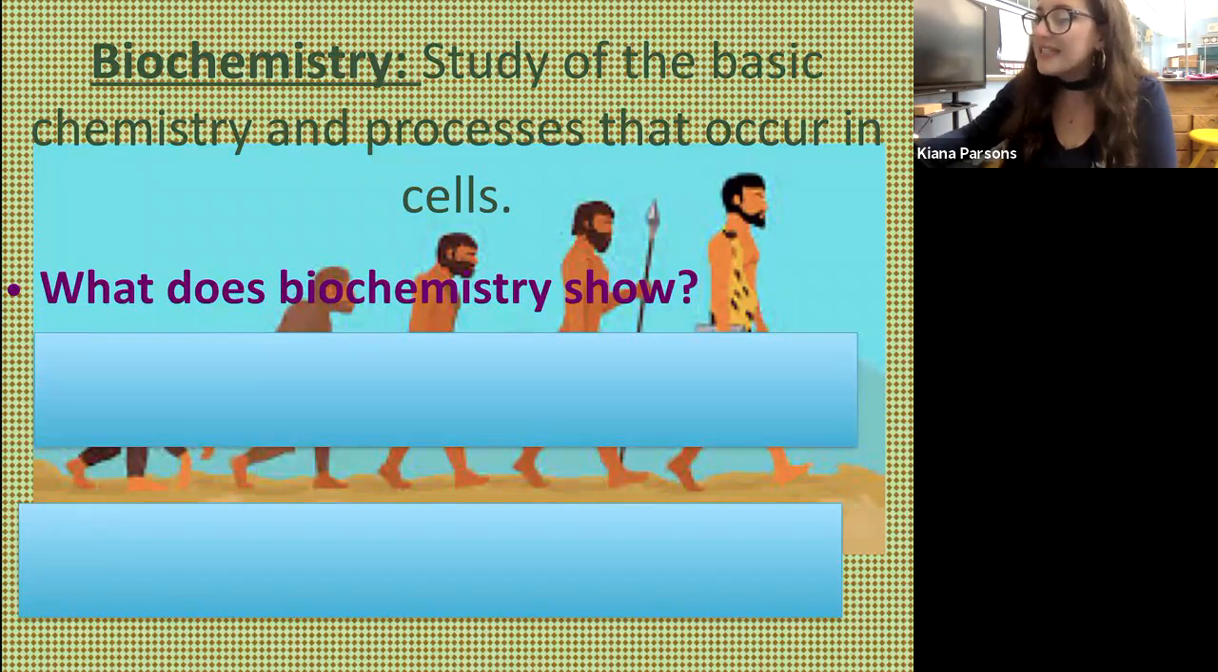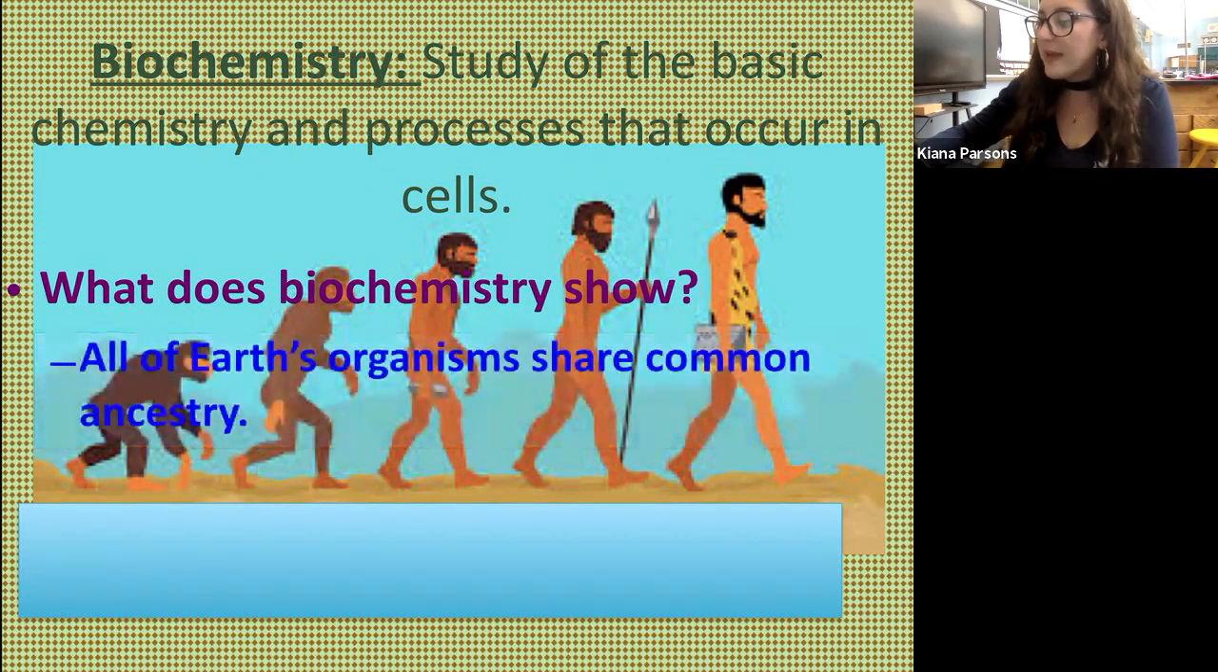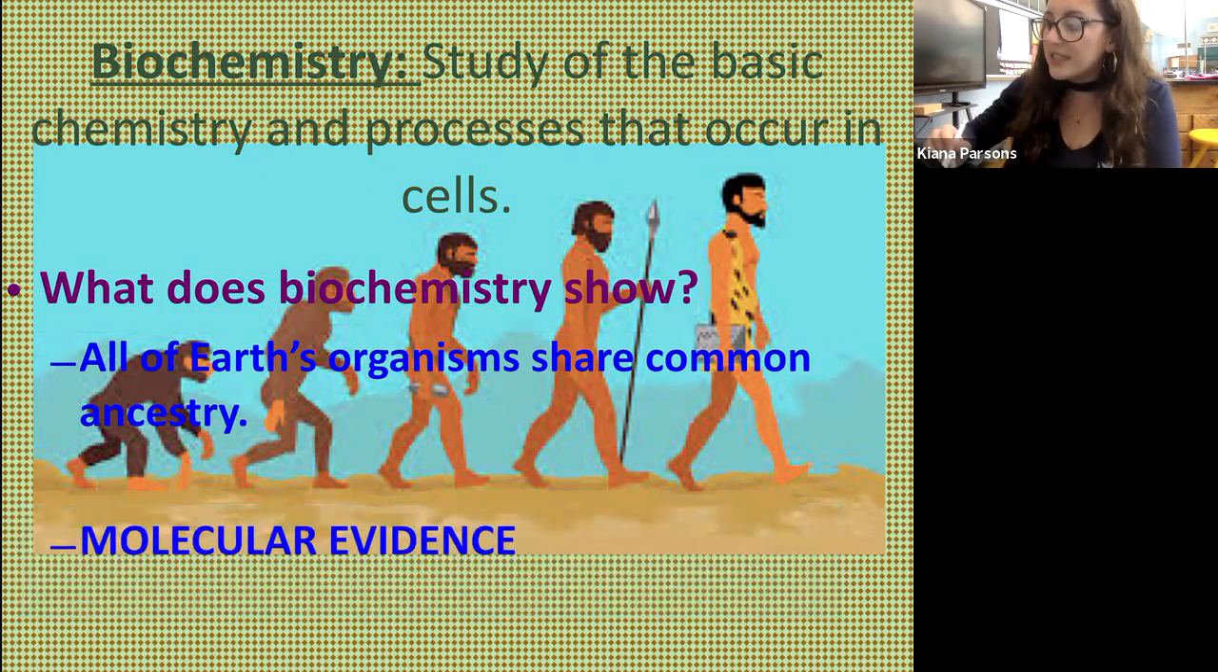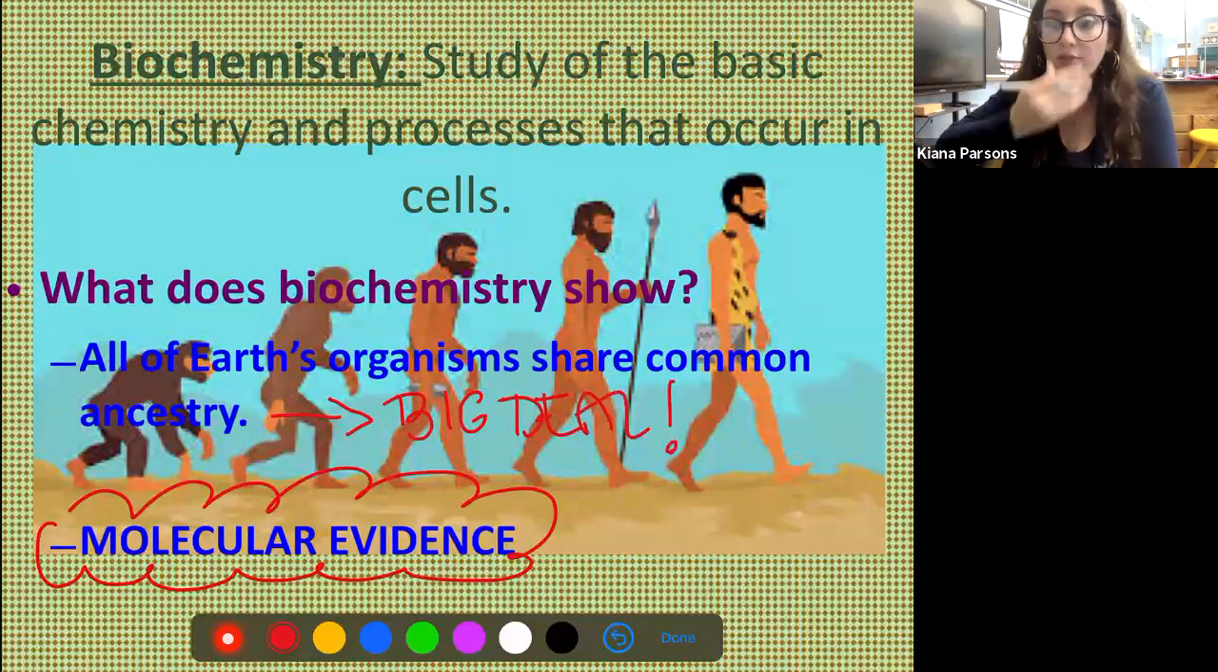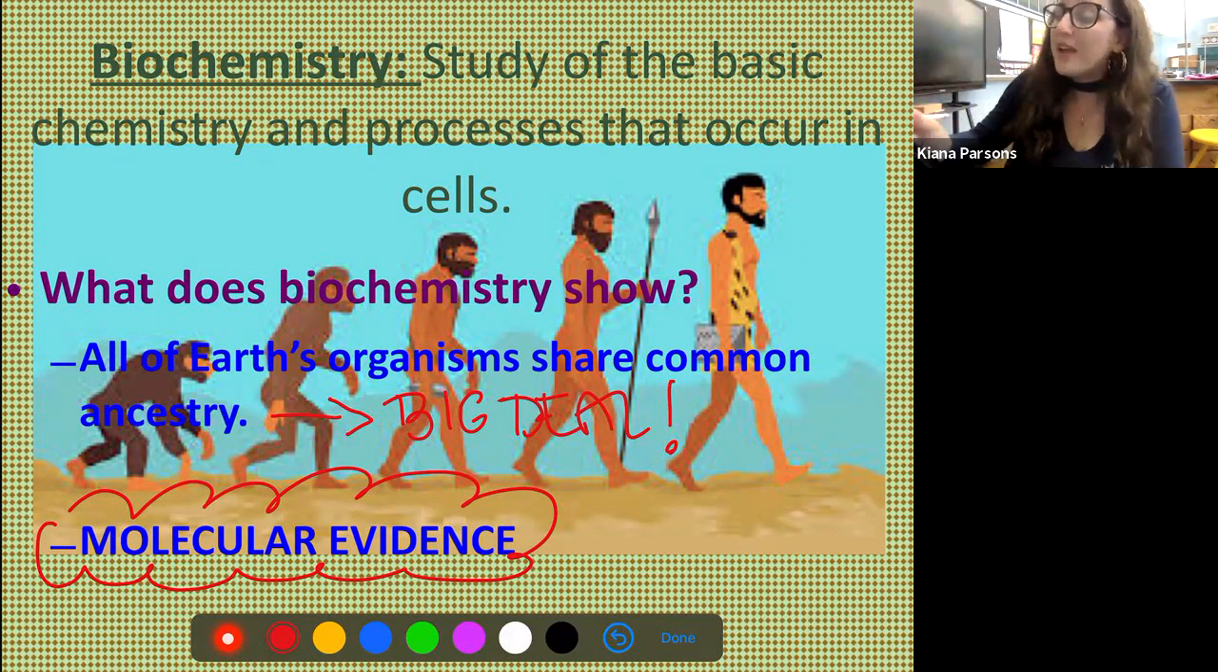Biochemistry is the study of basic chemistry and processes that occur in cells. What does biochemistry show? All of Earth's organisms share a common ancestry. Wow, this is molecular evidence. And this is a big deal. This means that we all evolved from a common ancestor, and we have the receipts. We have the biochemistry to back it up.